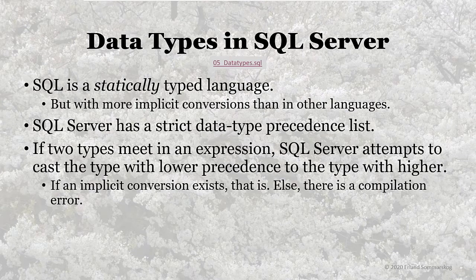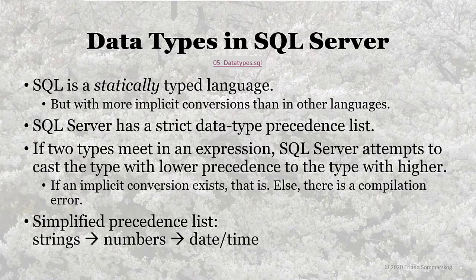If there is an implicit conversion, I did not include an example of this, but it's really odd for things like, well, if you try to convert an integer to a date, that will not work out. You will get a compilation error, or something really weird like unique identifier to an integer. Doesn't make sense. But there are so many implicit conversions that you can work for a long time without running into an explicit compilation error. And here is the simplified precedence list.